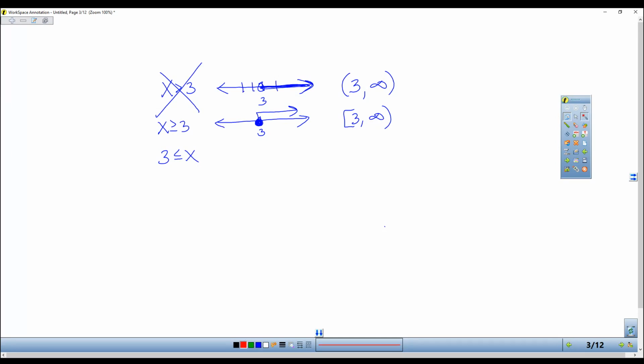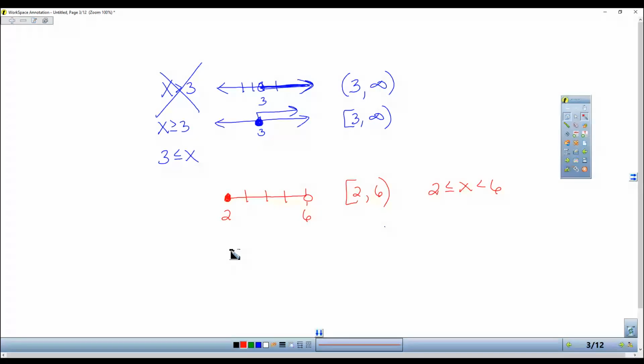Let's do another example. Like I said, you're not having to write these down yet. Let's say you were going from 2, 3, 4, 5, 6, 2 to 6. Since it's a closed circle at 2, you'd put a bracket. And since it's an open circle at 6, you'd put a parenthesis. I love it. It's so much easier than doing 2 is less than or equal to x is less than 6. At least I think so.